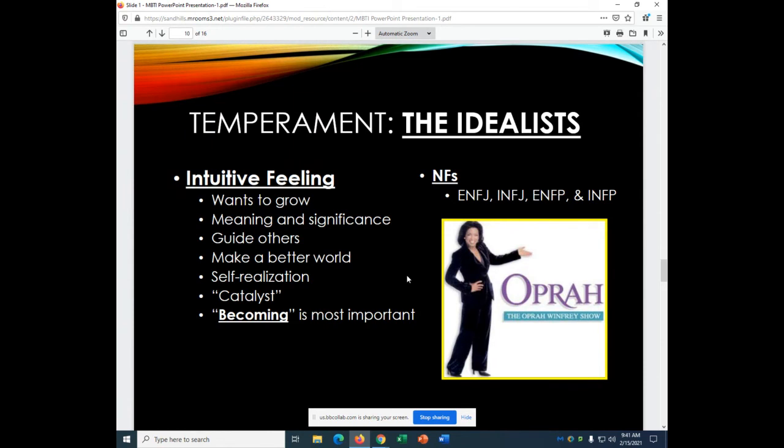All right. If you are an idealist, you are all about becoming. In fact, that was Michelle Obama's title of her memoir. All right. It's about, I am a work in progress. I am in action, becoming. All right. Want to get better, want to be a catalyst for change, etc.